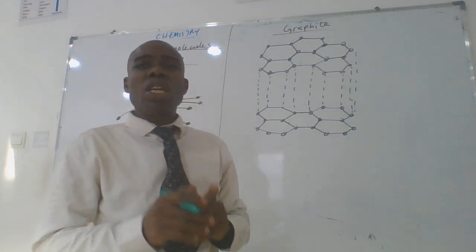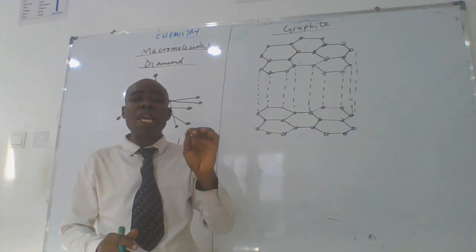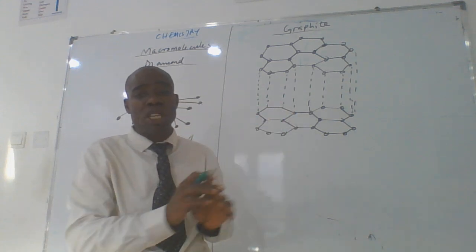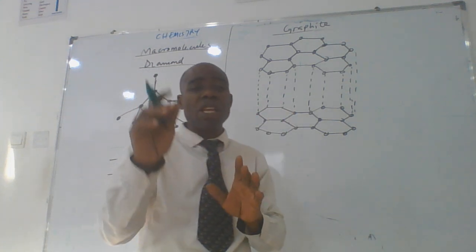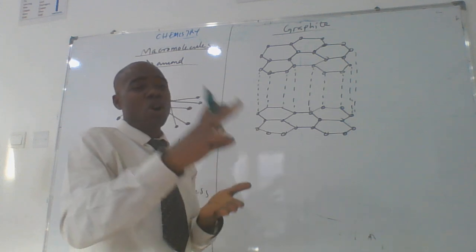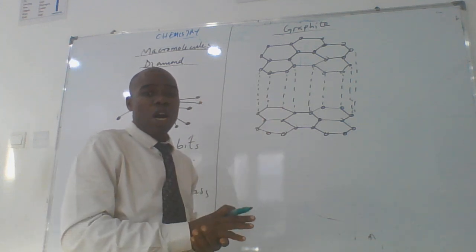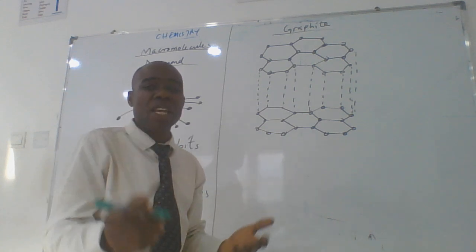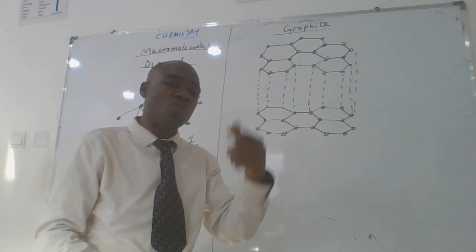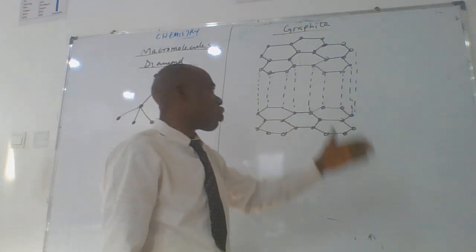Now, one thing is unique about graphite. In graphite, only three electrons are used to form covalent bonds, while the remaining electron, that one electron, is left free between the lattice layers to move about, and this makes it possible for graphite to conduct electricity because of the presence of mobile electrons.